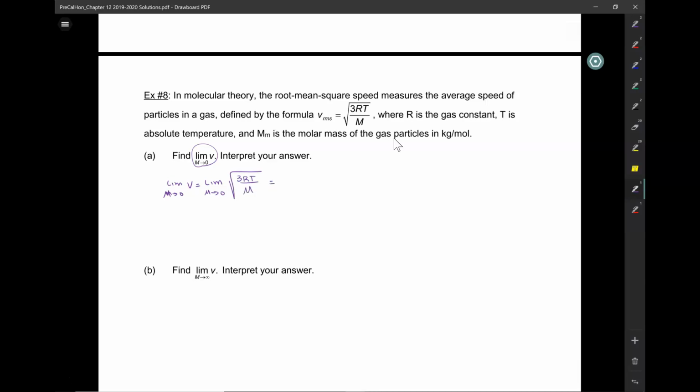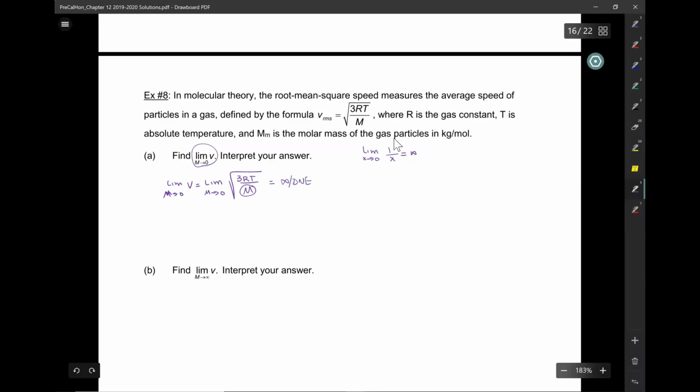And now, what happens as m approaches 0? What happens if your denominator approaches 0? That means you're dividing by a very, very small number. And when you're dividing by a very, very small number, the entire fraction gets very, very large, right? So remember, the limit as x approaches 0 of 1 over x is infinity. And this one here, this is the variable. As that approaches 0, the whole thing is infinity. And then what's the square root of infinity? It's still infinity.